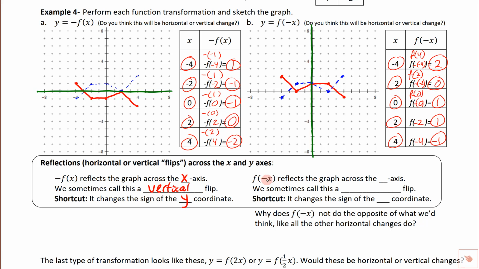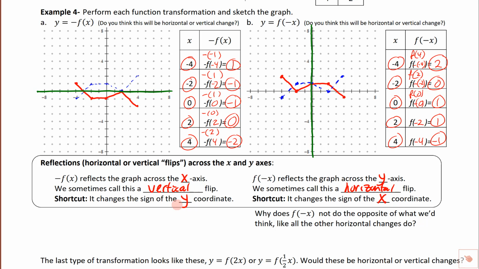And then if we've got a negative in front of an x inside the parentheses before it makes the shape, that's going to flip it across the y-axis. It's going to reflect it across the y-axis, and we sometimes call this a horizontal flip. Okay, seems a little bit weird that when you're flipping across the y-axis, you're doing it horizontally, but we're trading the right side for the left side and the left side for the right side. And the shortcut to that is it changes the sign of the x-coordinate. So again, notice a horizontal flip here, we're changing the x-coordinates. Vertical flip here, we're changing the y-coordinates.